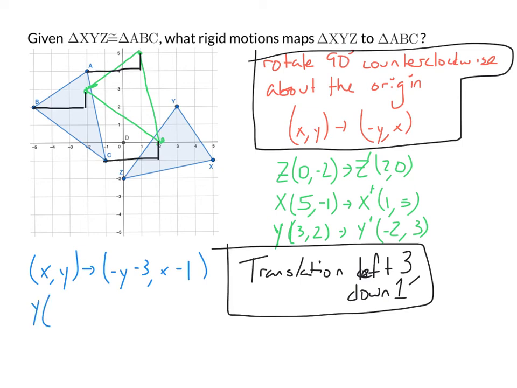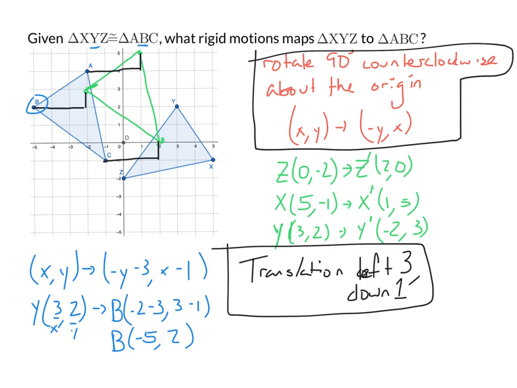And so you can see that when we take our y, let's just take y. Y started at 3 comma 2. Now y, which is the second letter, should land on b, which goes to negative 5 comma 2. So we should get b here by doing, well, my y value is 2, so we'll have negative 2, then minus 3, comma, then my x value was 3. So I'll do 3 minus 1. And so b should have landed at negative 5, comma, 2. And lo and behold, there it is at negative 5 comma 2.